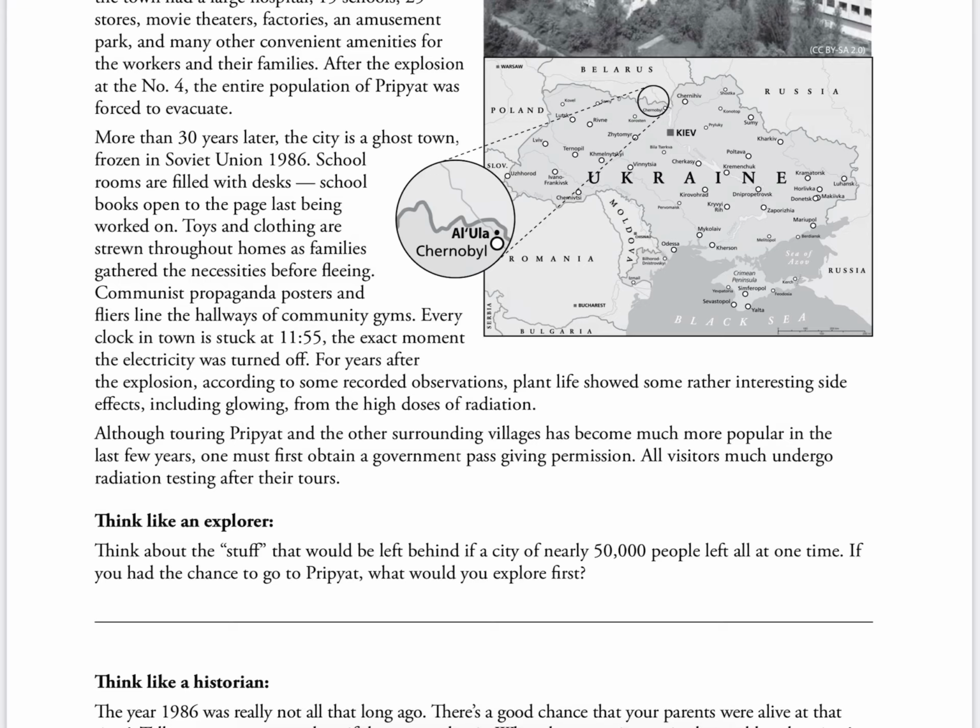Although touring Pripyat and the other surrounding villages has become much more popular in the last few years, one must first obtain a government pass giving permission. All visitors must undergo radiation testing after their tours.